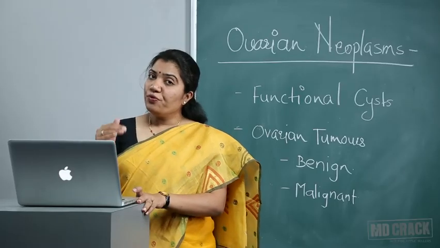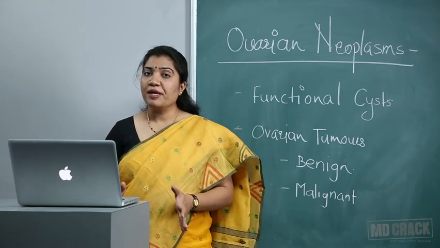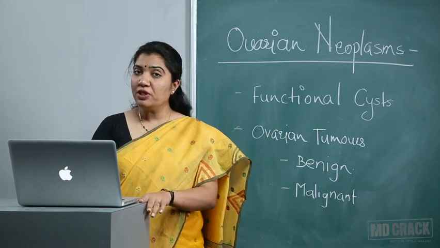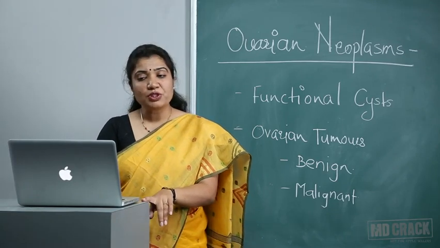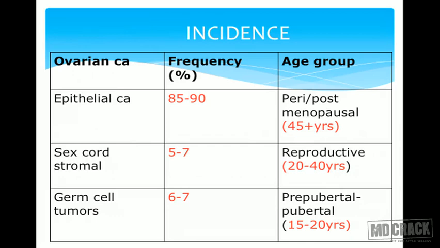I am telling you a few because this is a big classification. It's not possible for you to remember all the types, but at least concentrate on 2 or 3 tumors of each variety where maximum questions are being asked. Gonadoblastoma, pure and mixed, and then the rest of the tumors like soft tissue, unclassified, secondary, which are metastatic tumors from other organs. Now let's see the important ones.